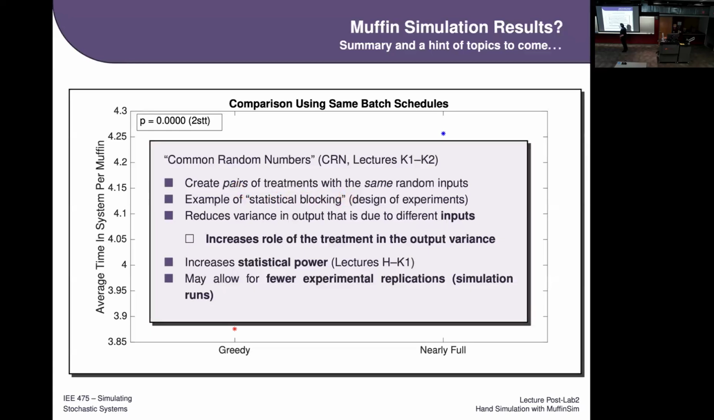And this is an example of what we refer to as statistical blocking. It creates blocks where there is a greedy and a nearly full that are paired together. There is a block there. And why would we do this statistical blocking? It turns out that it reduces the amount of variance that we have and increases something called statistical power. I'll show you in a second how this works, but the common example is with shoes.